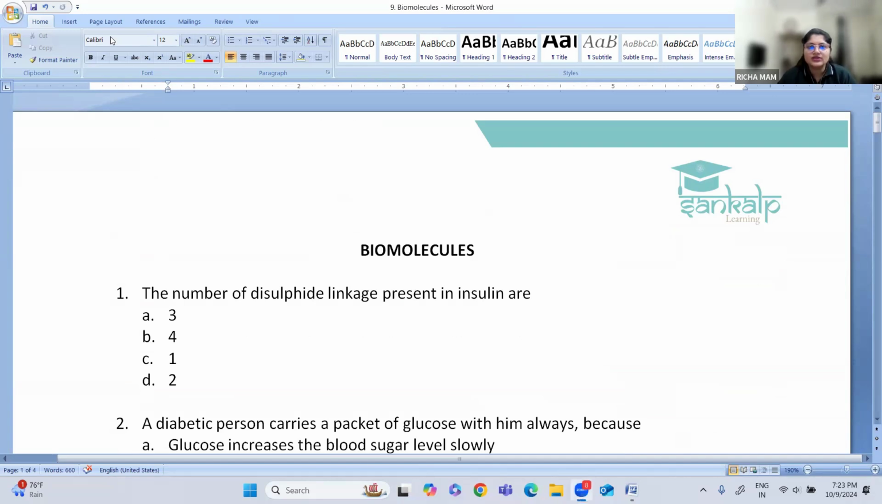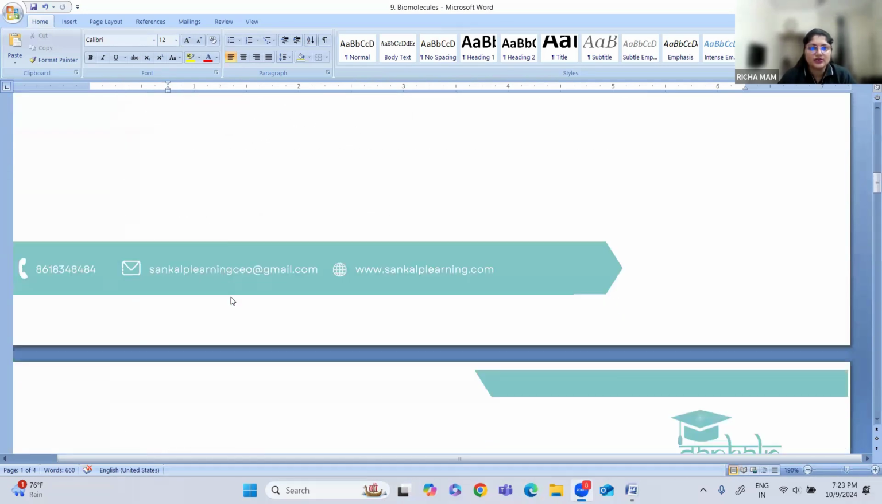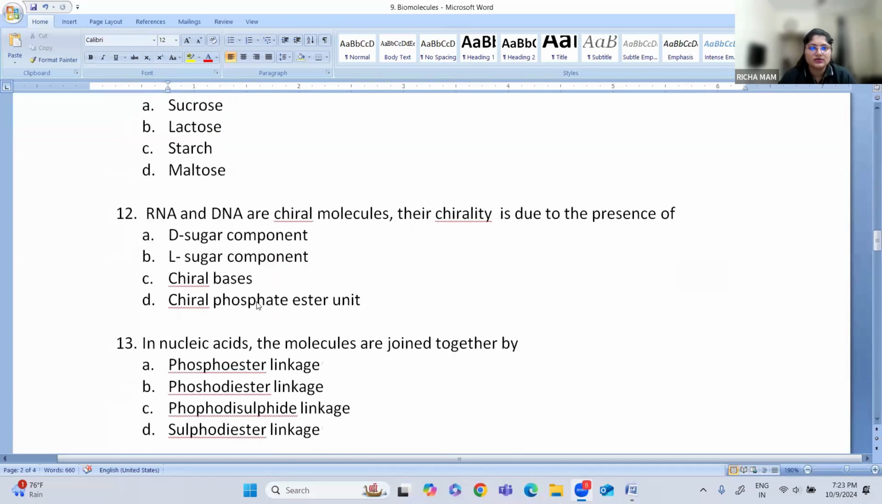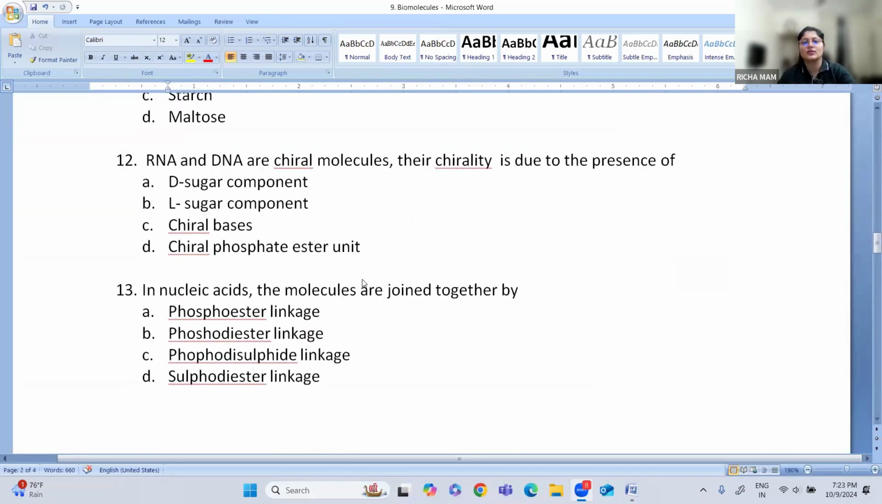So the 13th one, which is the 13th one? In nucleic acid, the molecules are joined together by phosphodiester linkage. Option number B is the answer.